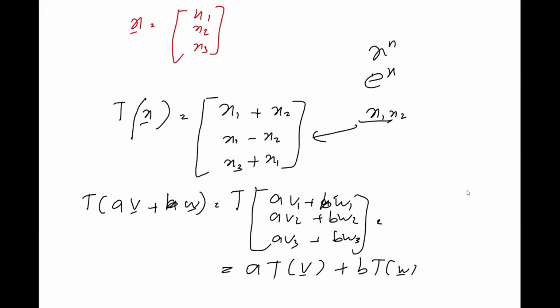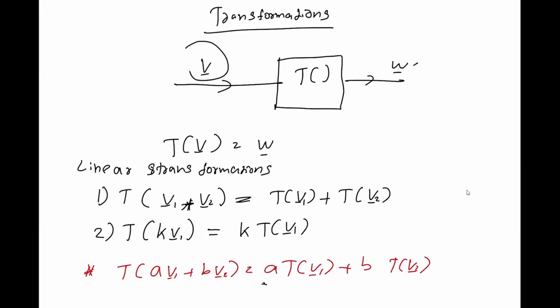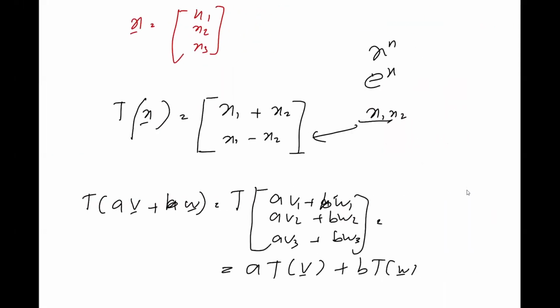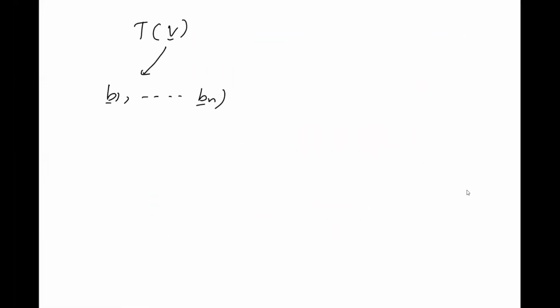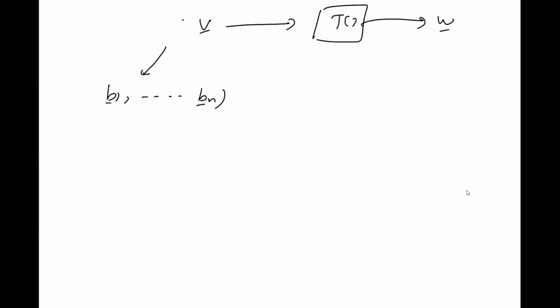You can even have something like this: an R3 vector as input and an R2 vector as output, which means it only has two components. This is also possible because the input side and the output side are totally independent. Now, let me draw this diagram: V goes into this transformation, and you get some output vector.